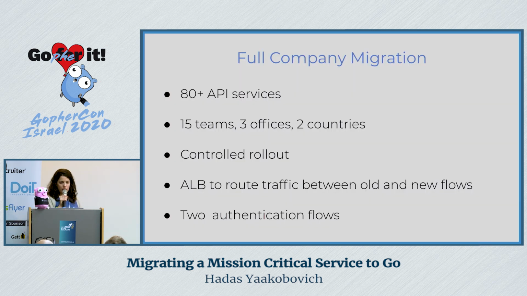The migration of the new API gateway demanded change over 80 API services, which were spread around 15 teams, 3 offices, and 2 countries. We wanted to have a controlled and gradual rollout in order to be able to detect, manage, and fix issues we saw along the way. For the controlled rollout to be successful, we needed both old and new flows running at the same time. We used AWS's ALB, which is an application load balancer, to route the traffic between the old flow and the new flow based on URLs. That really means that URLs of migrated services would be routed automatically to the API gateway, and URLs of unmigrated services would be defaultly routed to the bouncer.